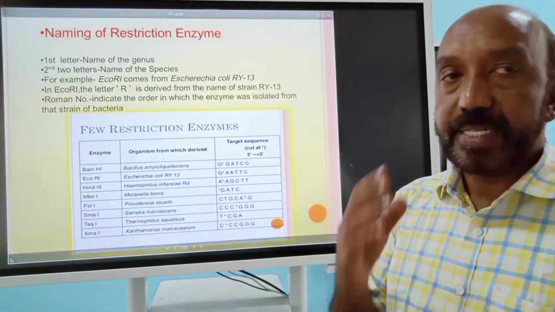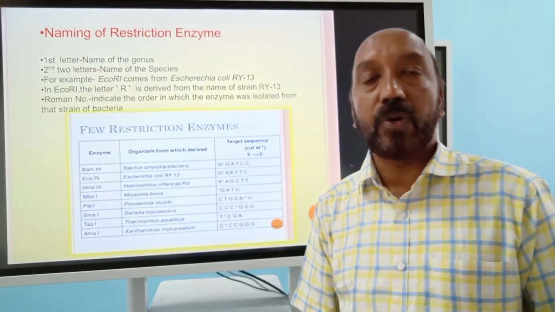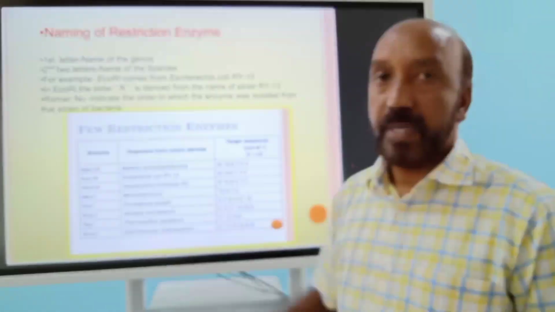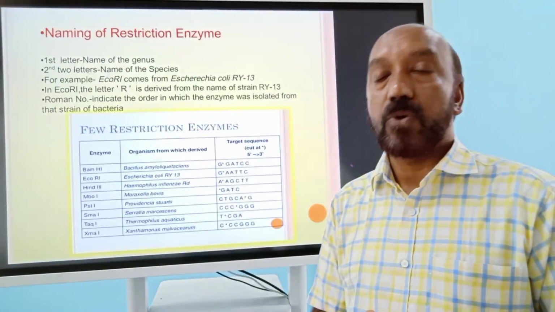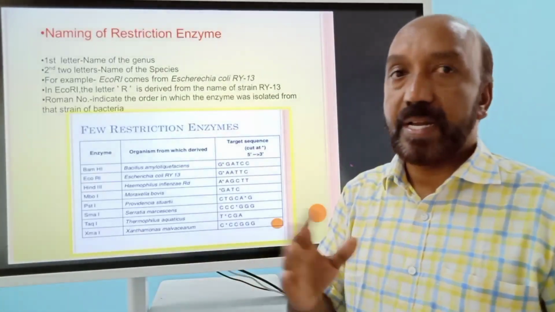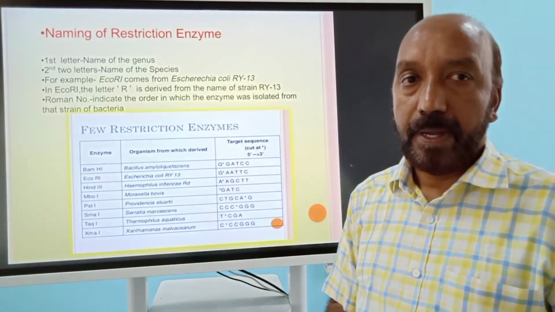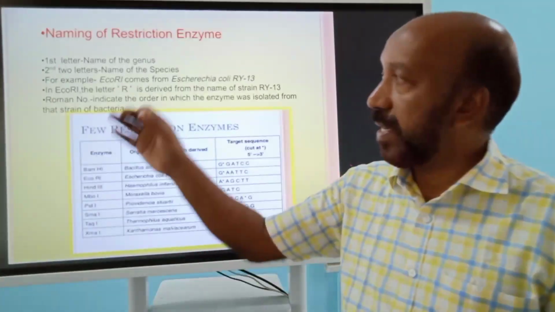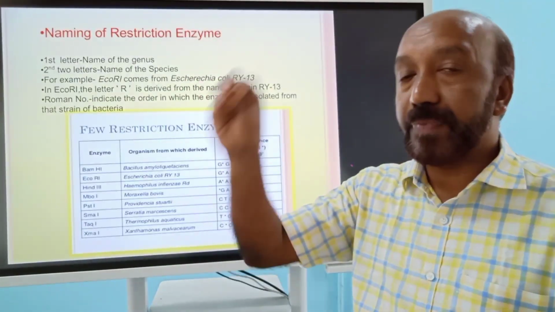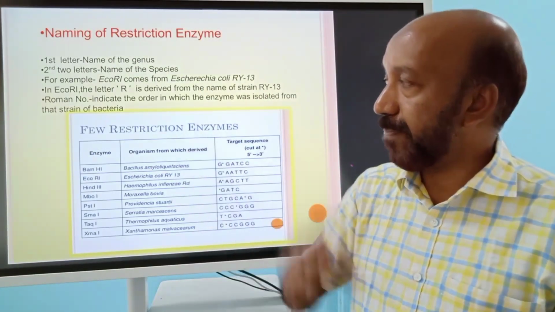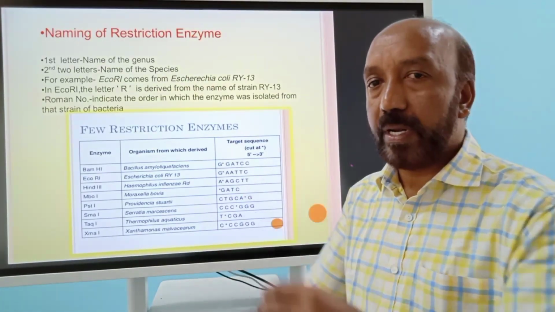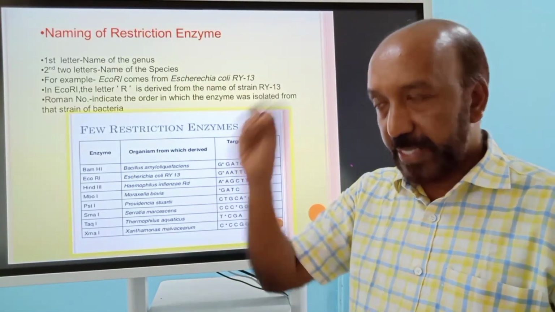And for restriction enzymes, there is a nomenclature, a naming of enzymes. How can it be named? For example, we are taking EcoRI, which comes from the organism Escherichia coli. What does it indicate? The first letter, E, indicates the name of the genus. The remaining two letters indicate the species, that means Escherichia coli. And R indicates the strain of that bacteria from which we have extracted the enzyme, and the Roman numeral, I or II, etc., is an indication of the order in which we have extracted that particular enzyme from the organism.